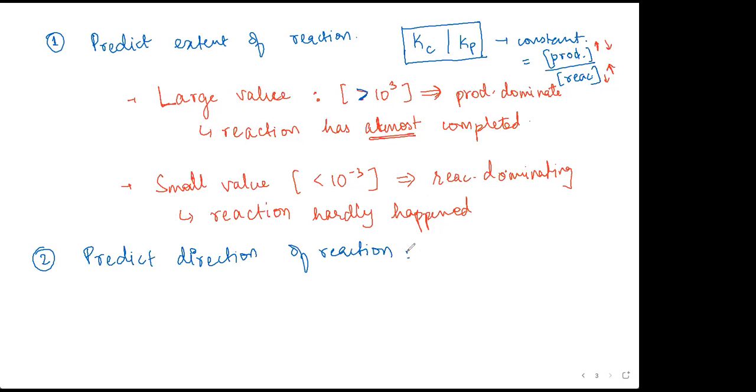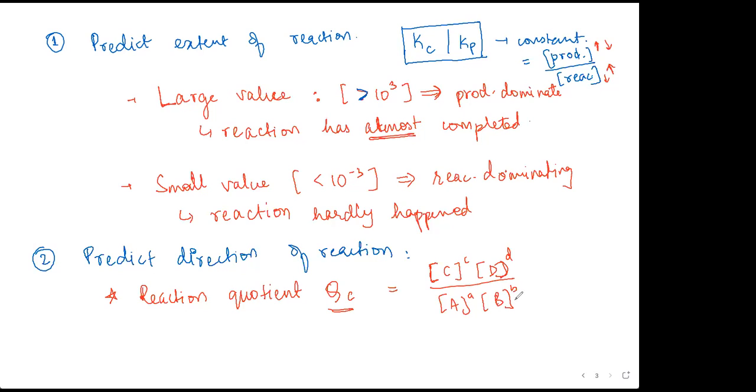Okay, so in order to do this, there is a new term that's introduced. It is called reaction quotient, denoted by QC. It is similar to what Kc and Kp represent, except it is not at equilibrium. You can calculate reaction quotient at any point of time. It's basically the concentration of the products upon the product of the concentration of the reactants.